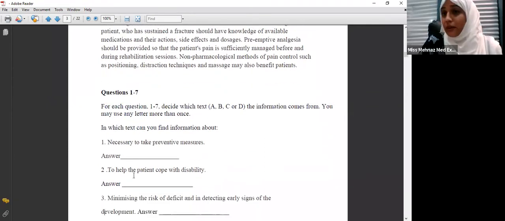Here, for example, I haven't even read in detail, but I understood: to help the patient cope up with disability. I see this word disability, and obviously no doubt it's going to be in which? In Text B, that is rehabilitation. So I'm going to write Text B here.